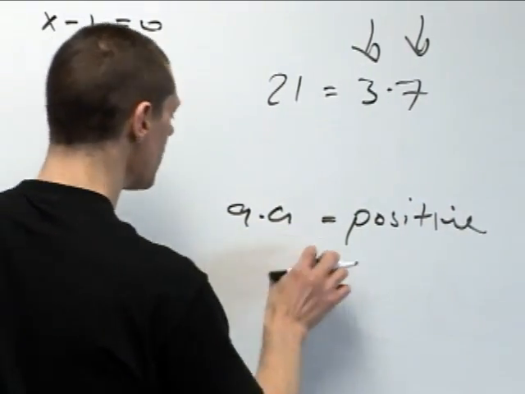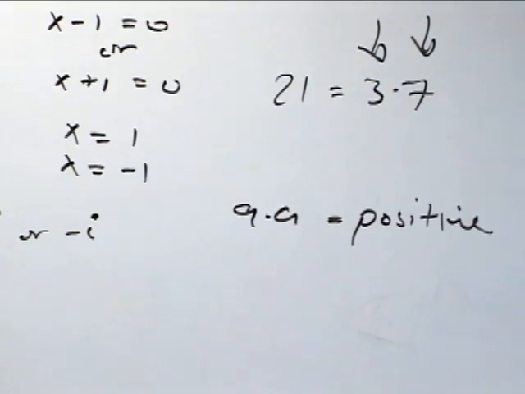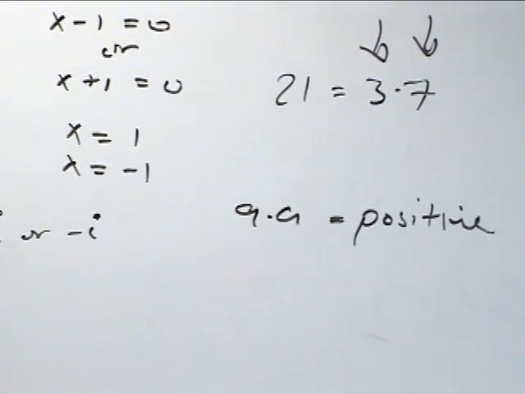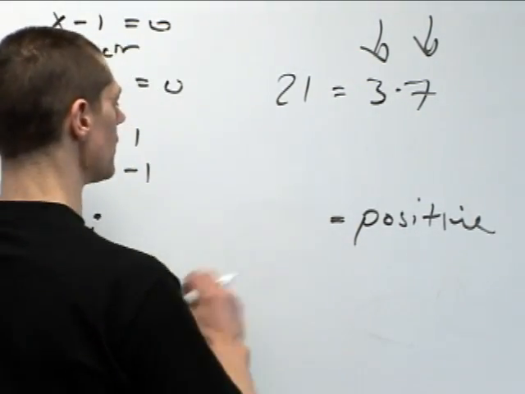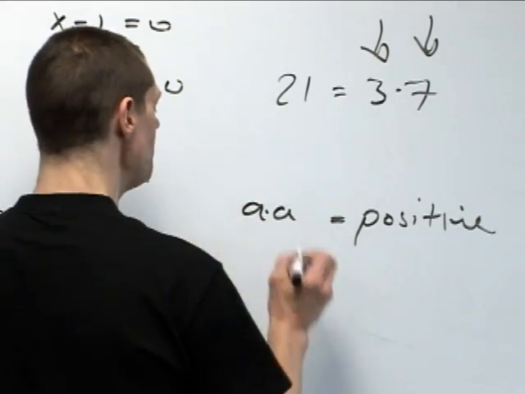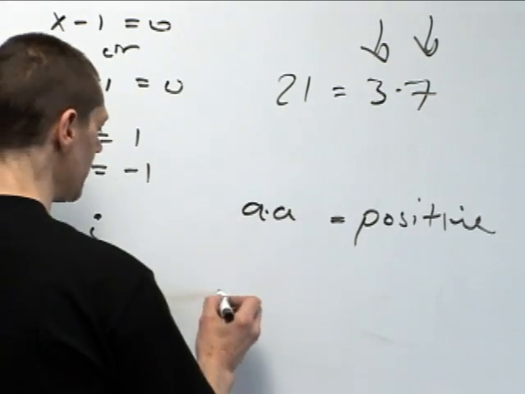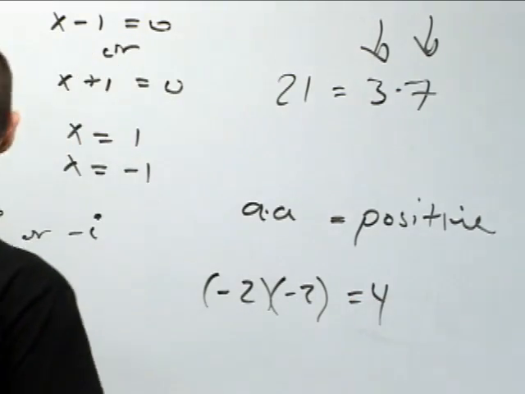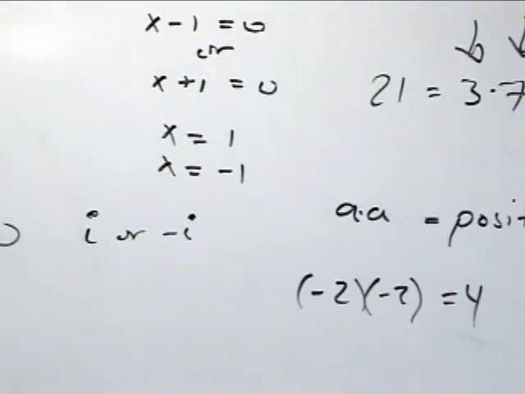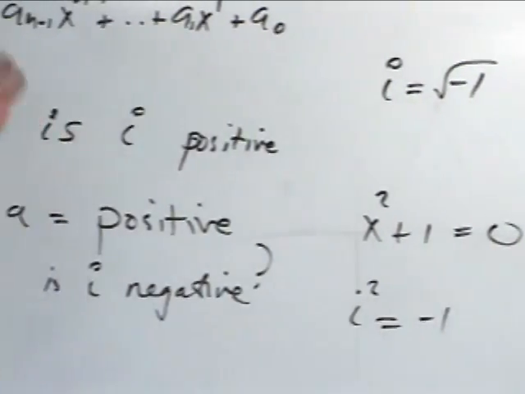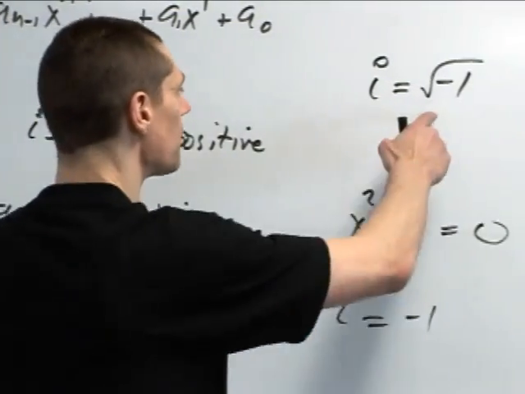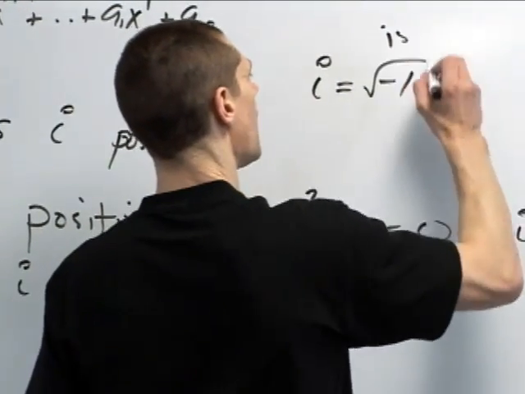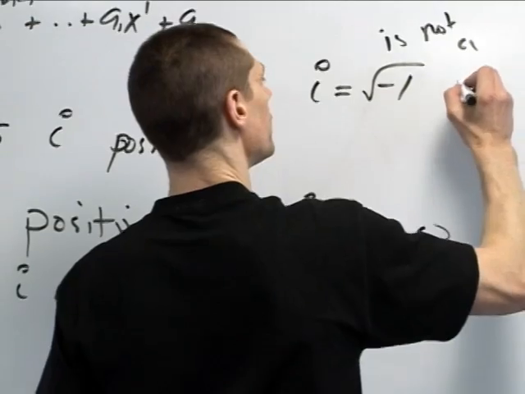And remember why that is. If you have an even number of minus signs, they're going to cancel each other out. Let me make them a little cleaner. For example, -2 times -2 is equal to 4. We know that. So it's not a negative real number. The bottom line is the negative square root of 1 is not a real number.